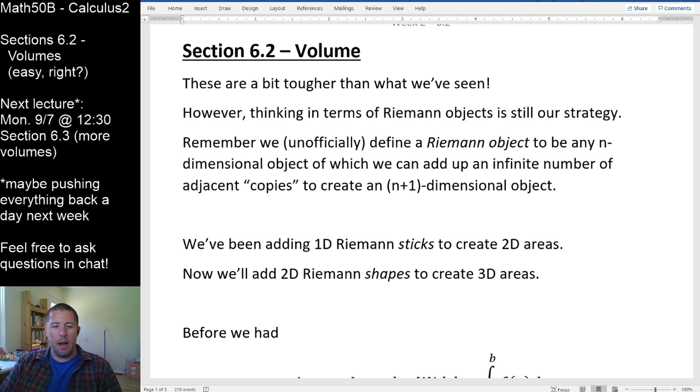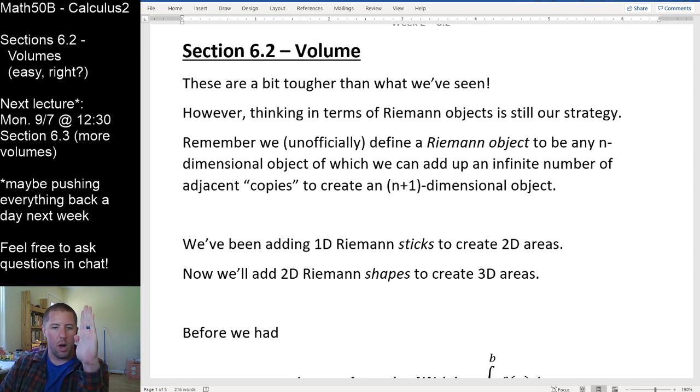Thinking in terms of Riemann objects is still going to be the best thing that we can do to help ourselves out here. This idea of a Riemann object is a little bit more of a Tony definition. This isn't some formal definition, but I think of a Riemann object as being some n-dimensional object where we can add up an infinite number of adjacent copies. And I say copies because they're not identical to each other. They all change by some infinitesimally small amount, where we can add up infinite copies to obtain an n plus 1 dimensional object. And that's what's happening with integration.